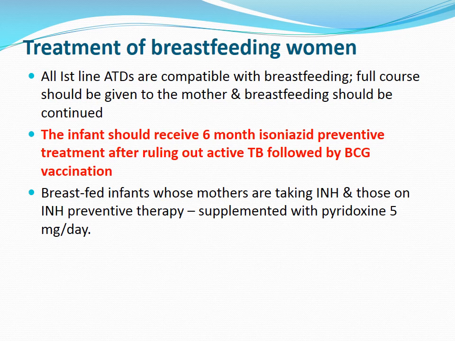Breastfed infants whose mothers are taking INH and those on INH preventive therapy should be supplemented with pyridoxine 5 milligram per day. For an infant we usually say nothing should be given for the first 4 to 6 months, but in this type of infants we have to give the pyridoxine. Again, medical drugs we can always give in the infants, no problem in that. So we should supplement that with pyridoxine 5 milligram per day. So apart from isoniazid preventive prophylaxis, if the mother is tuberculosis positive, the infant should receive pyridoxine 5 milligram per day. This is about treatment of breastfeeding woman with tuberculosis.